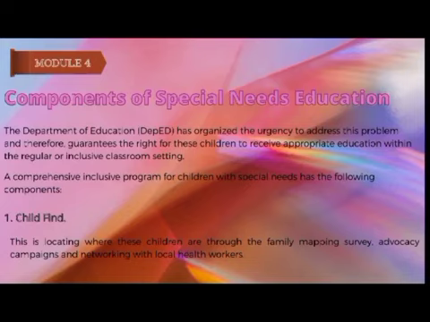Number 1. Child Find. This is locating where these children are through the family mapping survey, advocacy campaigns, and networking with local health workers. The children with special needs who are not in school shall be listed using inclusion number 1. These children shall be visited by special education or SPED teachers, and parents should be convinced to enroll their children in SPED centers or school nearest their home.